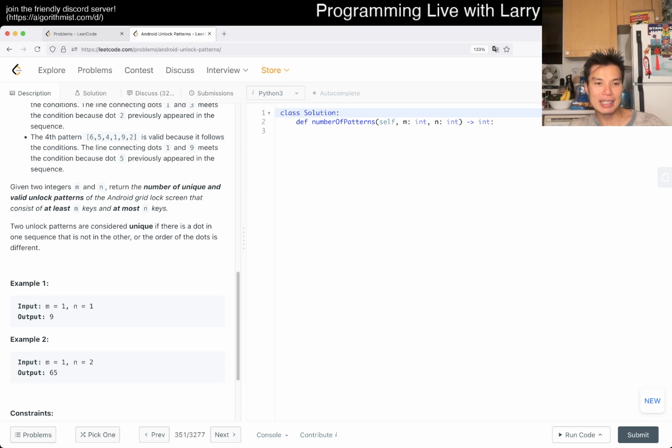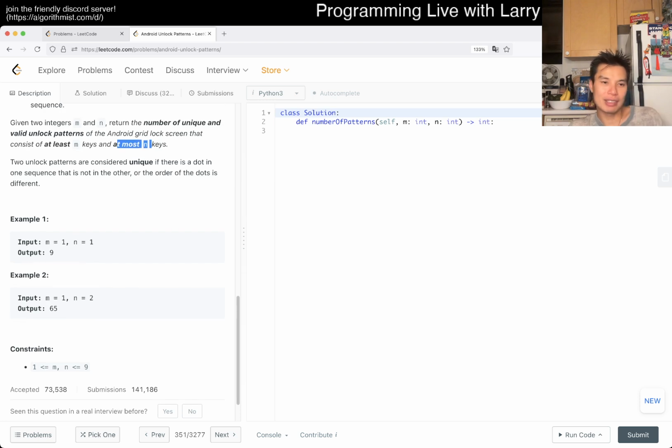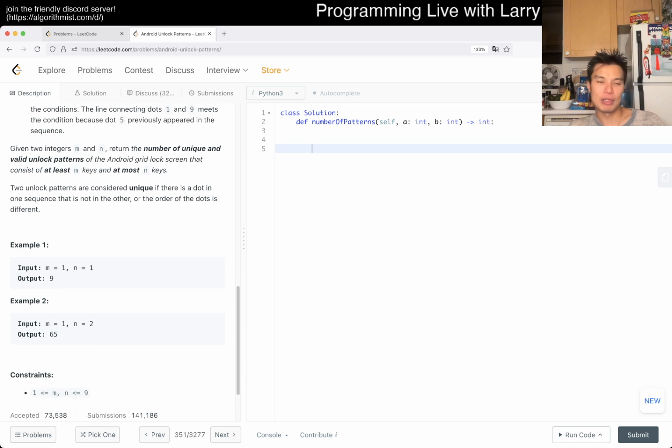Given two integers m and n, return the number of unique valid unlock patterns that consist of at least m keys and at most n keys. Okay. I mean, first thing, m and n is terrible. I don't know, A and B is confusing. Anyway, it's only 9 dots, so you can definitely brute force some stuff.